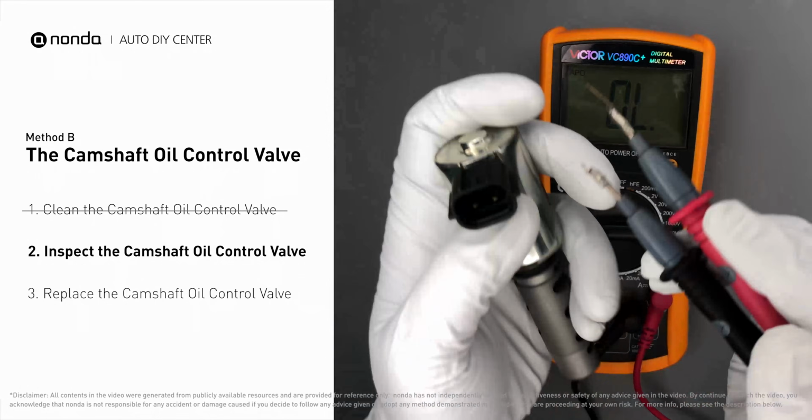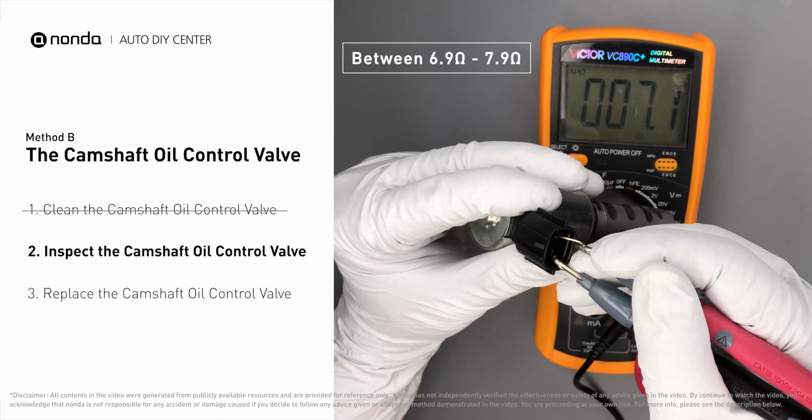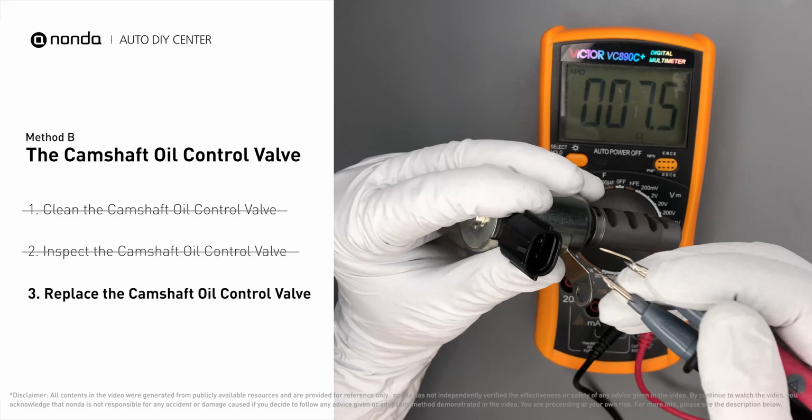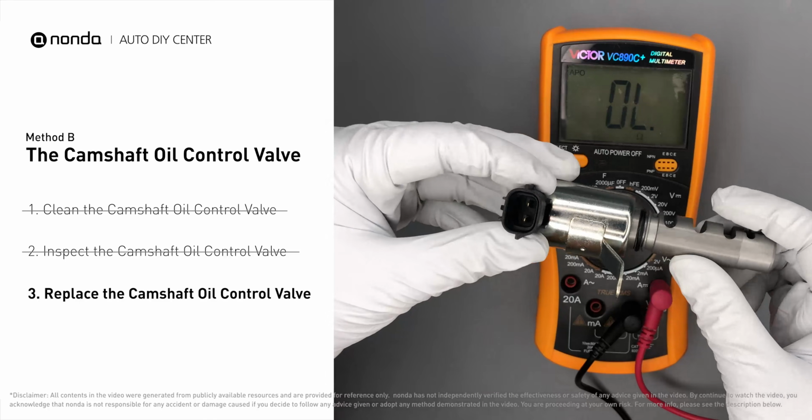In ambient temperature of 68 degrees Fahrenheit, the valve resistance is between 6.9 ohms to 7.9 ohms. If you do not get a reading, this indicates that the camshaft oil control valve is faulty and needs to be replaced.